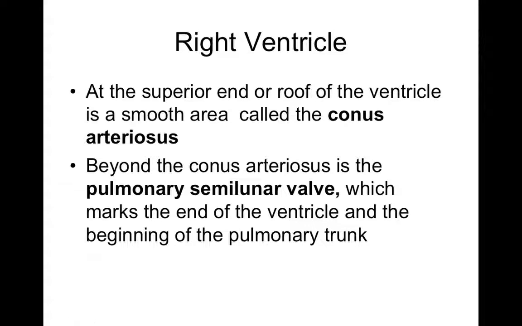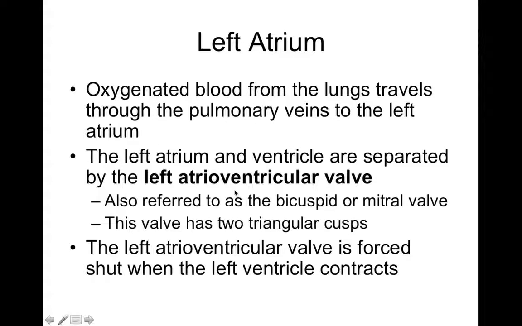Now, it turns out, you guys, the right ventricle is associated with this thing called the conus arteriosus, which is a little smooth area just before the pulmonary semilunar valve. The pulmonary semilunar valve is what separates the right ventricle from the pulmonary trunk, and this prevents backflow of blood from the pulmonary trunk back into the right ventricle. You wouldn't want that to happen, and it could happen if you didn't have this pulmonary semilunar valve functioning normally.